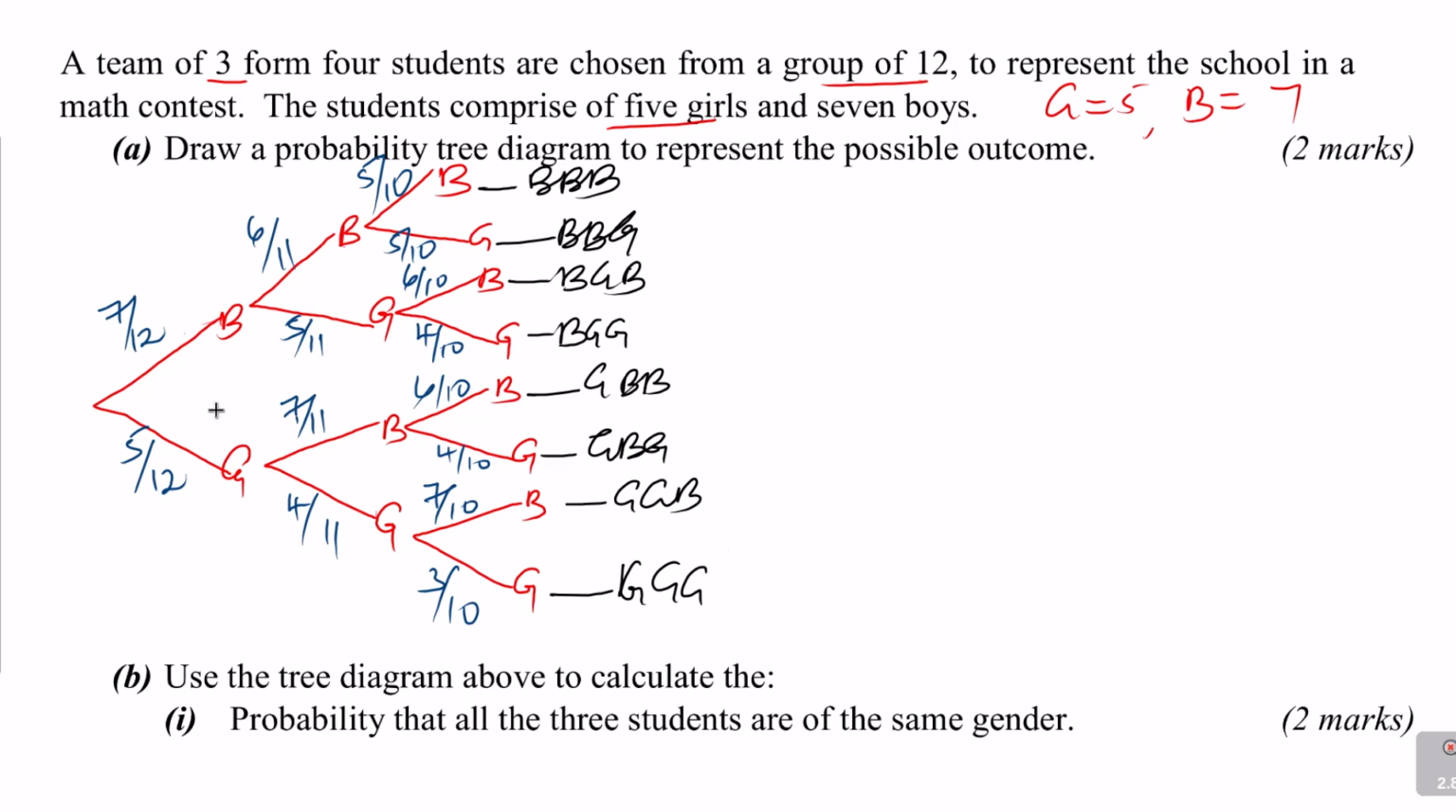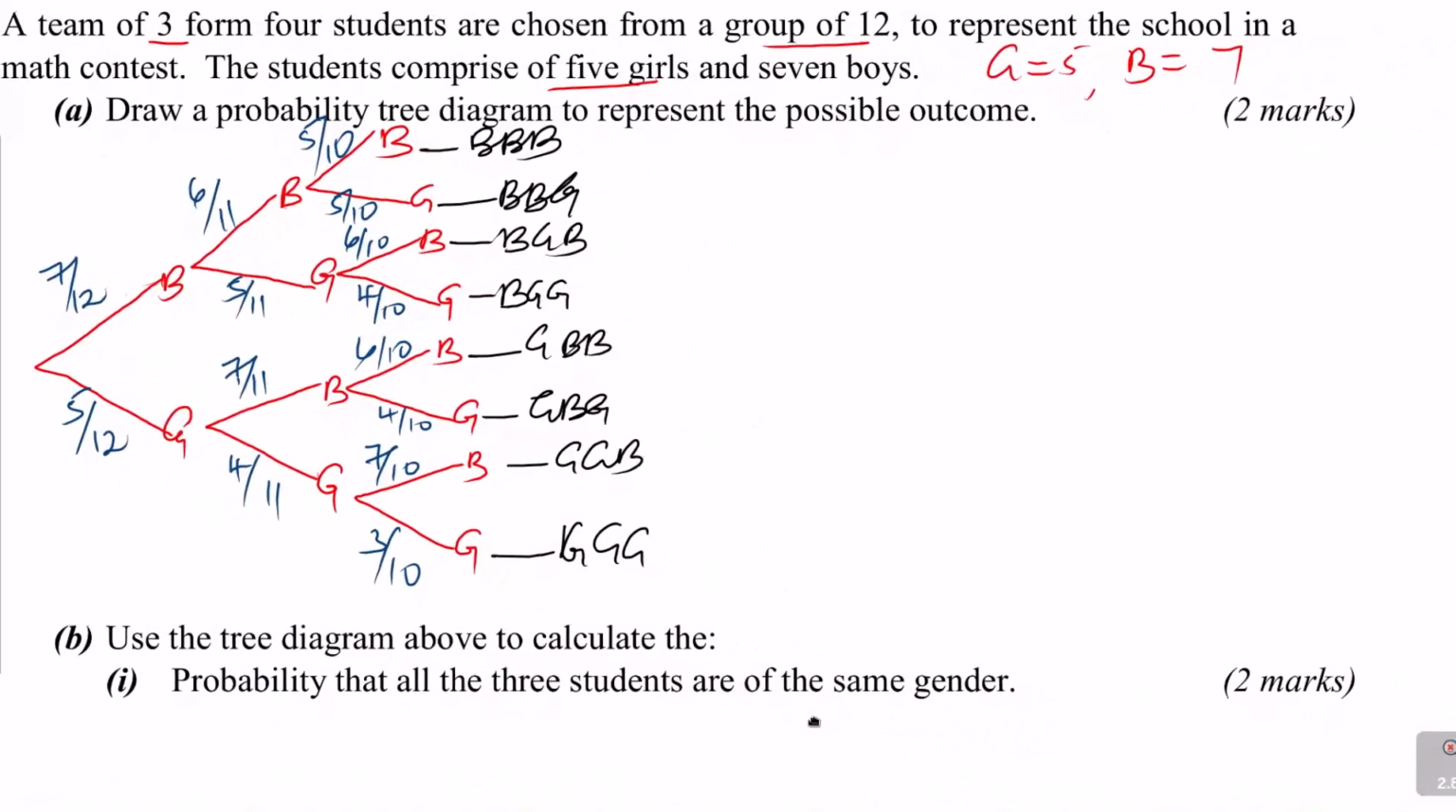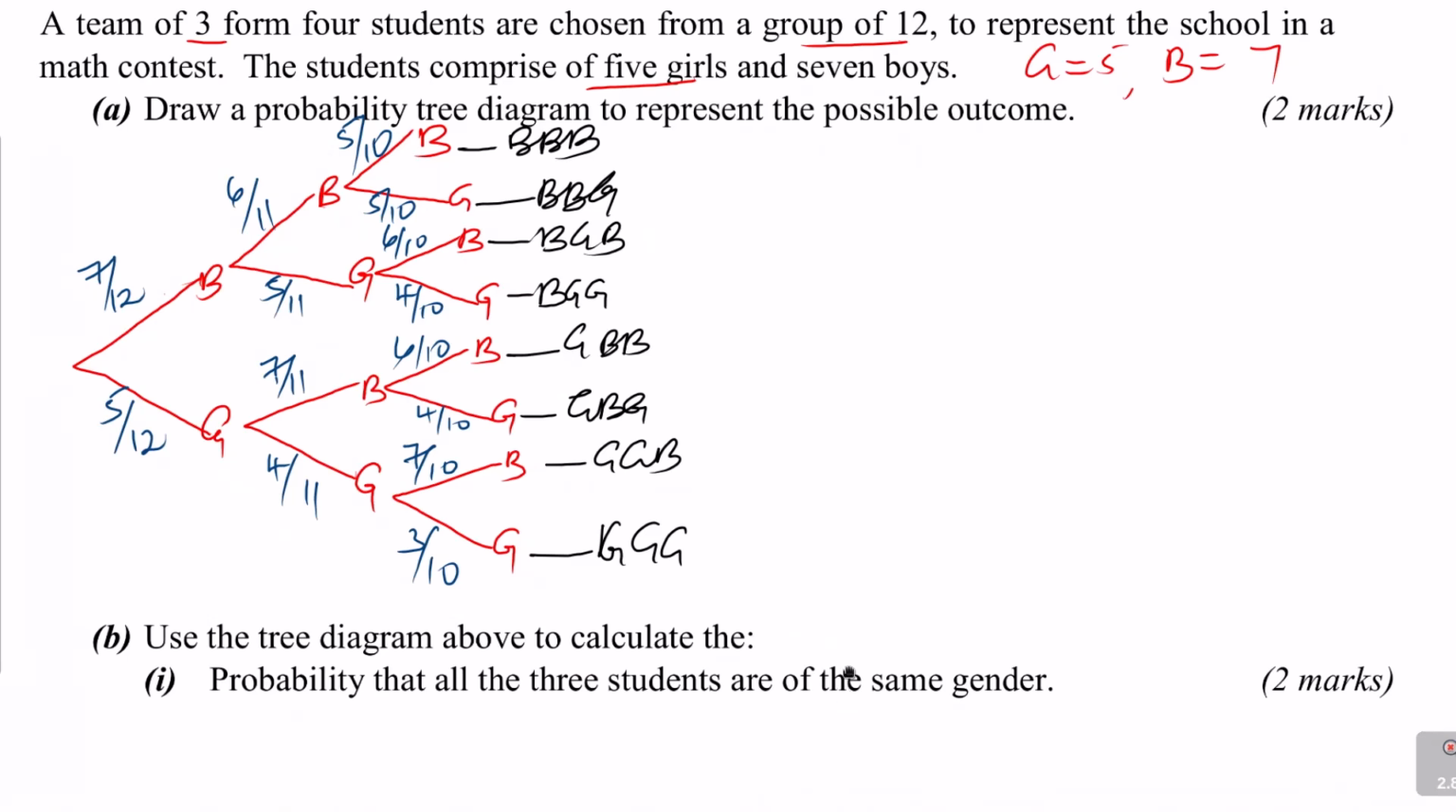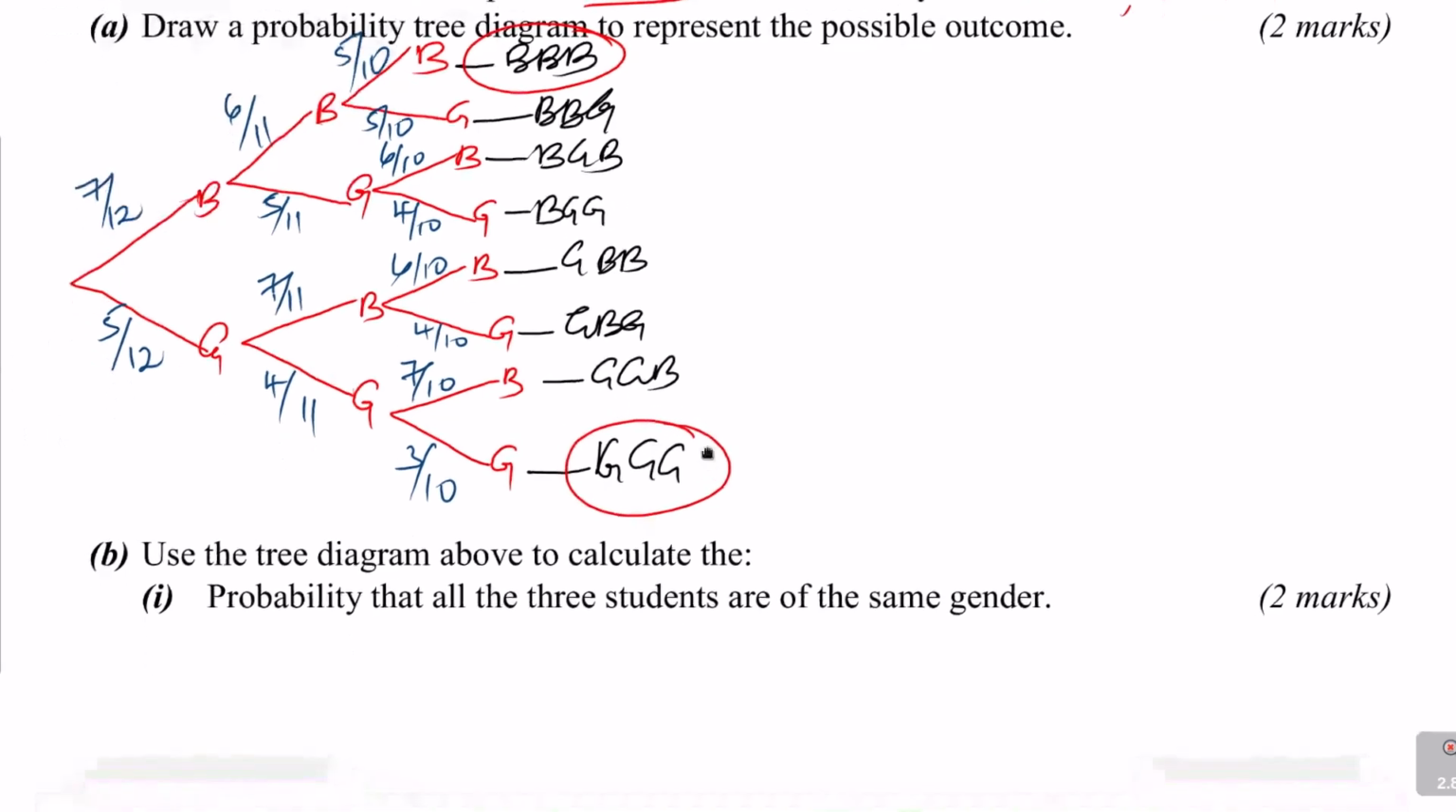You should be very careful when you're filling that tree diagram, because that is what determines whether you're going to get the other questions that follow. Use the diagram above to calculate the probability that all the students are of the same gender. So of the same gender means you either get the 3 of them to be boys or the 3 of them to be girls.